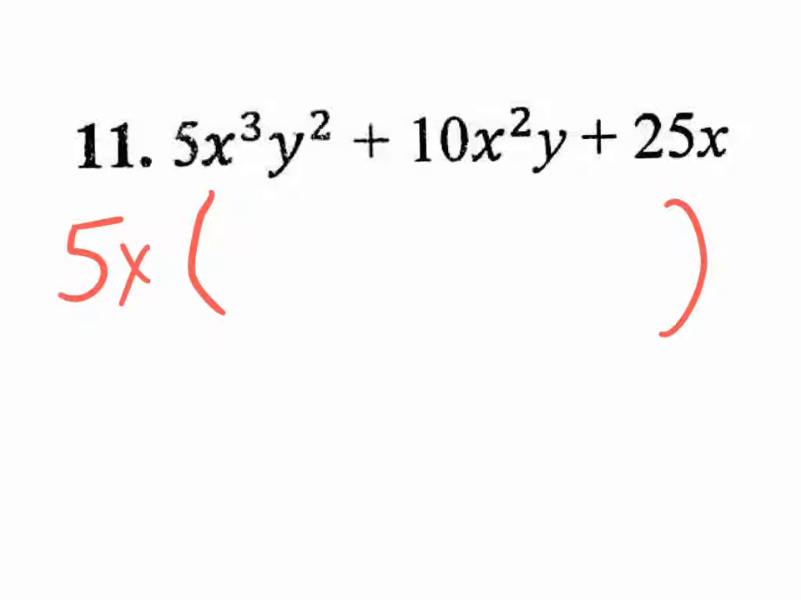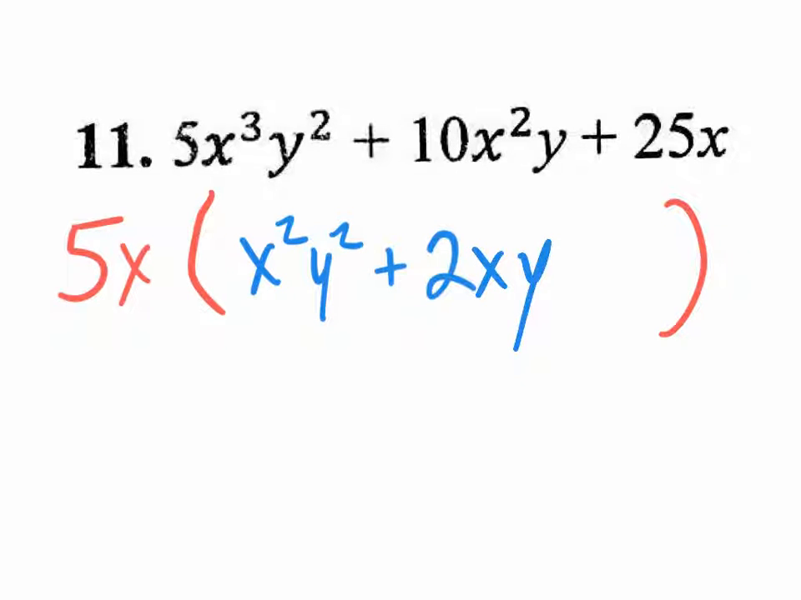So let's figure out what's left over. 5x times what gets us a 5x cubed y to the second? X to the second, y to the second. Now, if you wanted to, you could put a 1 right here. You don't have to. I probably won't. The middle term is going to be what? Positive 2, because 5 times 2 is 10. Now, x times what is x squared? X times x. And how about the y? You need it. Last but not least, plus what? Plus 5. Because 5x times 5 will get you the 25x that's up there.